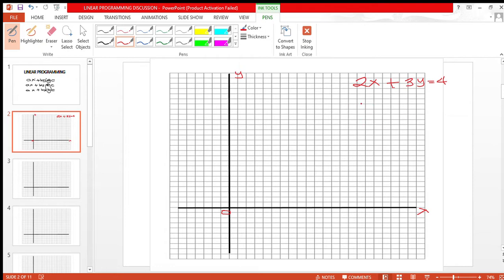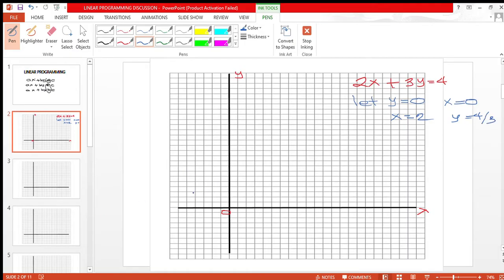So going back to this equation, what we can actually consider is we can let y be equal to 0. So if y is equal to 0, this term will now be equal to 0. Solving for x, 2x is equal to 4. Divide both sides by 2, therefore x is equal to 2. Now, if we let x this time be equal to 0, this term will be equal to 0, and y will now be equal to 4 over 3.